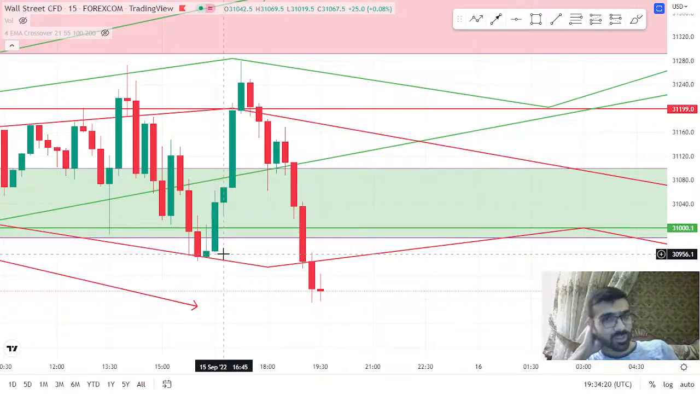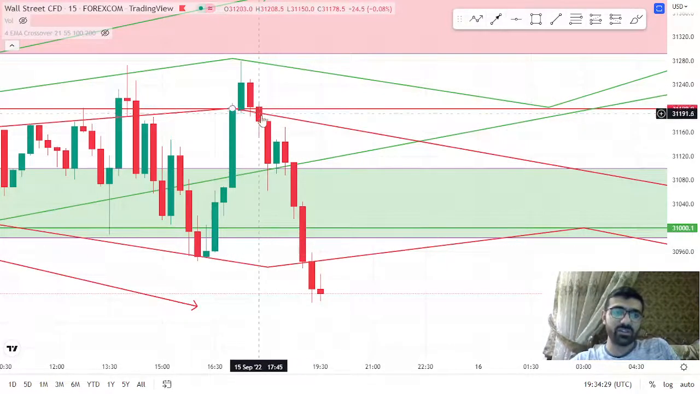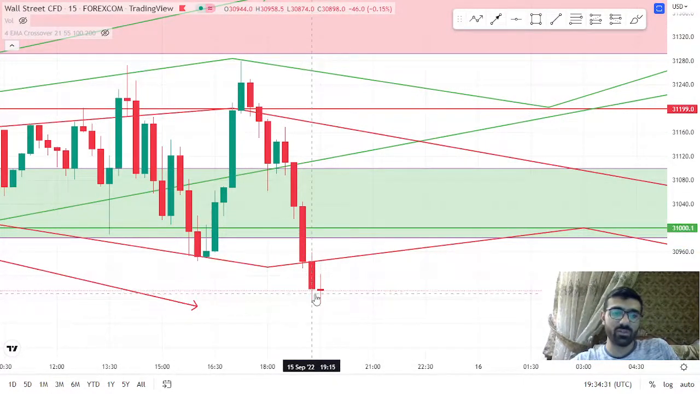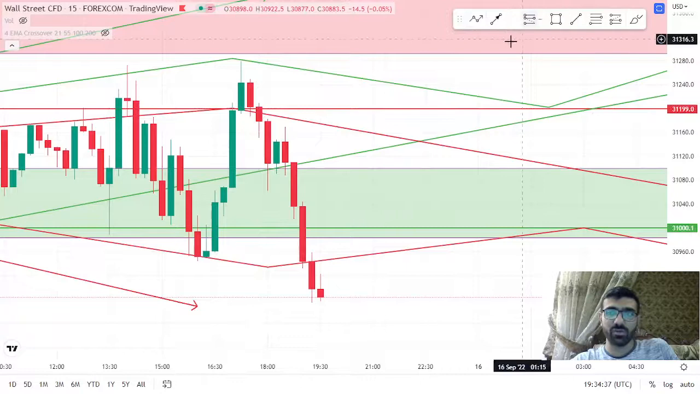Overall I think that this was a good pair to buy and sell. And once again, when market tested this area of resistance and then market closed below, we could have gone short and we would have continued to make good profit.